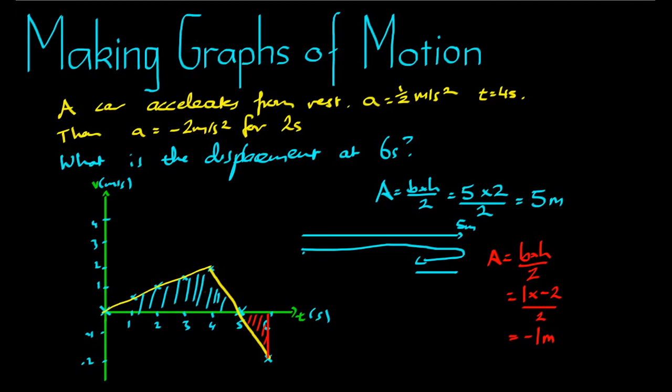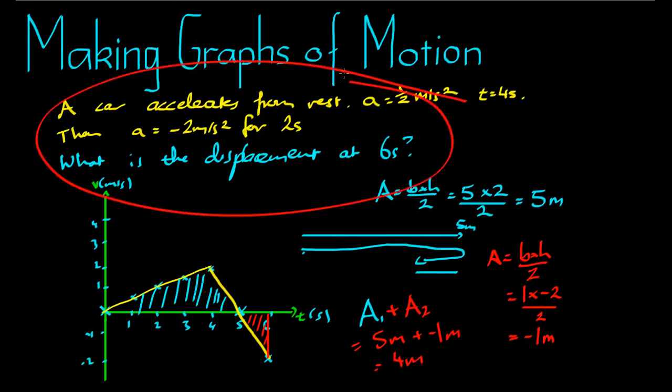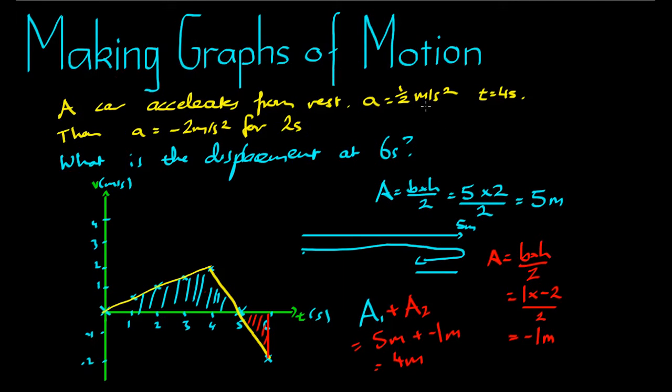So I said we should take away the red area from the blue area, but since we are working with a negative area here, we can actually add them together. So the area 1 plus the area 2 is equal to 5 meters plus negative 1, otherwise known as taking away 1, which is equal to 4 meters, which is the final displacement of a car that follows these acceleration patterns here.